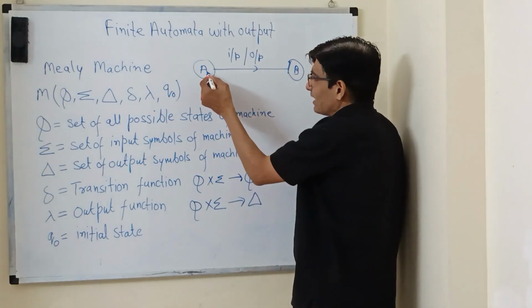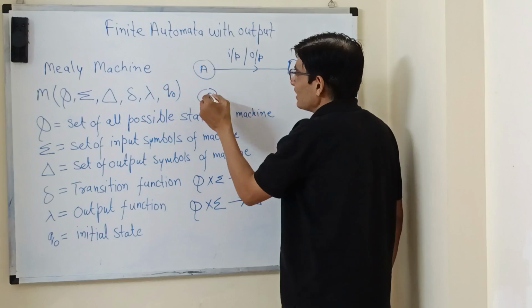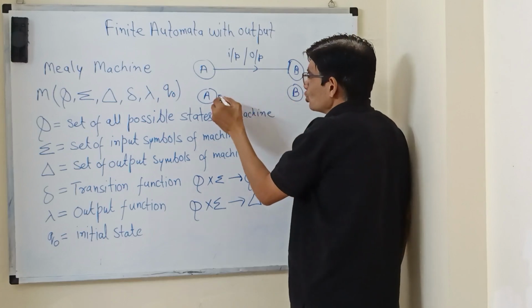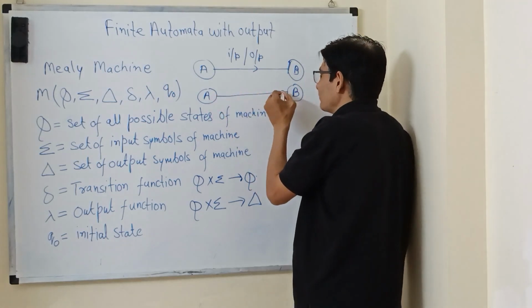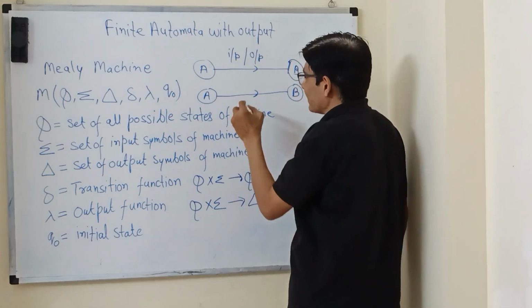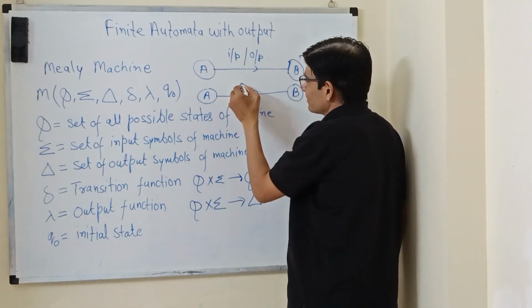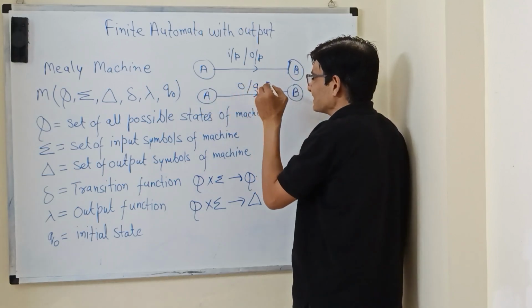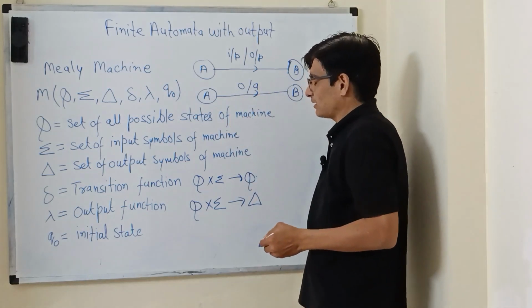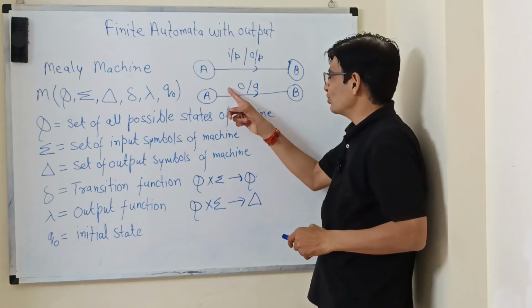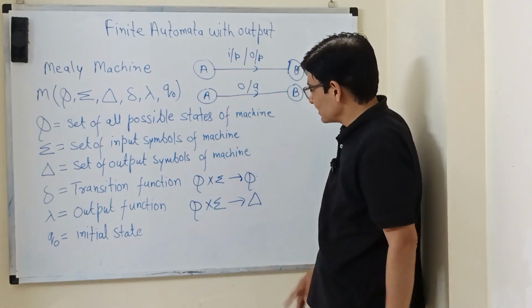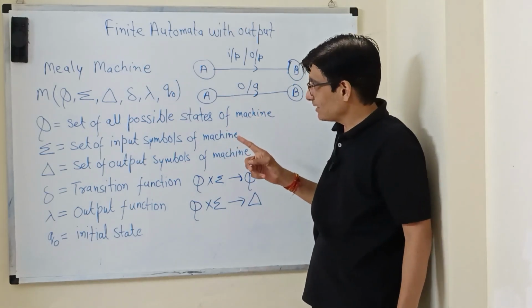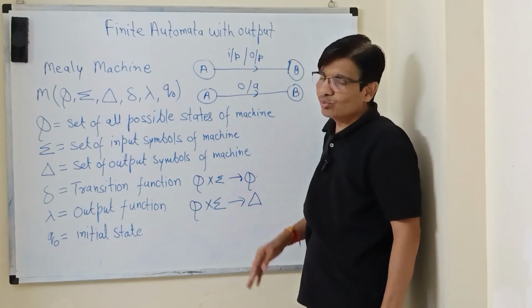So suppose on A, if we are getting a zero, we are moving to B and we are generating one output symbol A. So I write it like this. On A, if we are getting a zero, we are moving to B and we are generating output as A. So this would be the form to represent input and output symbols in Mealy machine. I hope friends it is very much clear to all of you. And now I will take one example Mealy machine, and then it will be more clear to you.